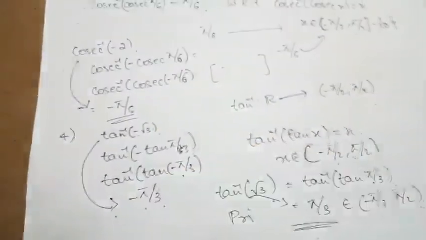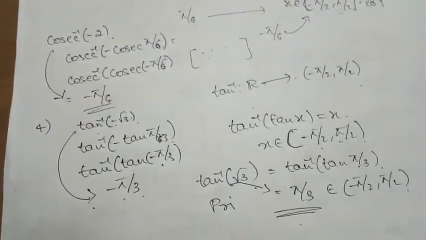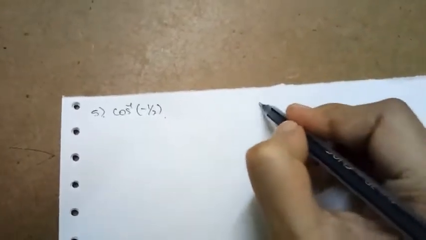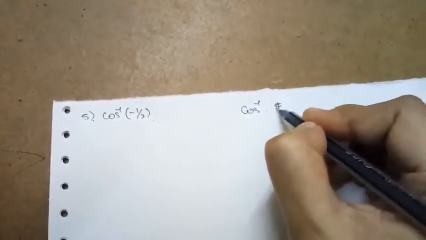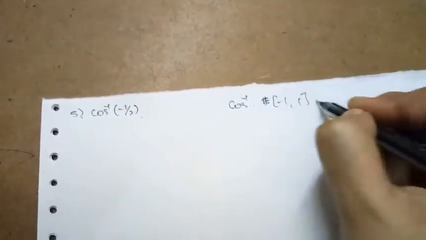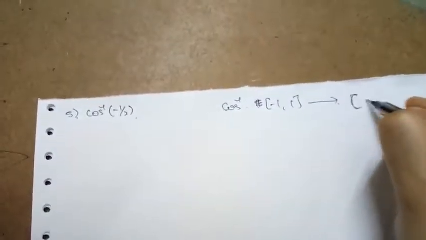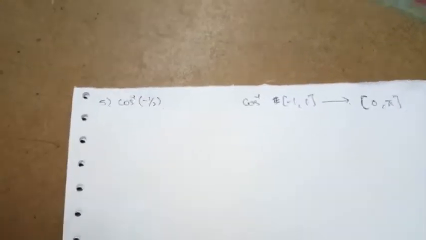So this is how we are solving the problems. Next is cos inverse of minus 1 by 2. Clearly, the domain of the cos inverse function is minus 1 to 1, and the range is 0 to pi. So this is our principal value branch of the cos inverse function.